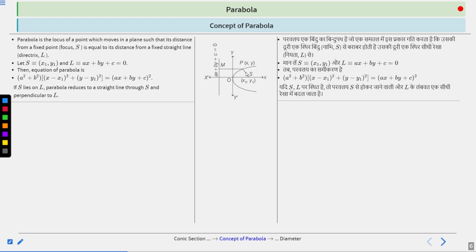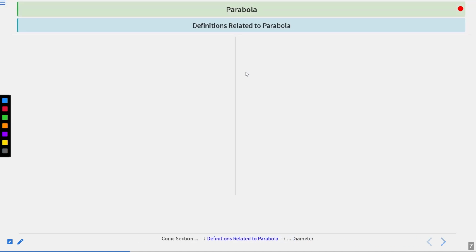If S lies on L, the straight line L, the parabola reduces to a straight line through S and perpendicular to L. Now let's see definitions related to parabola.